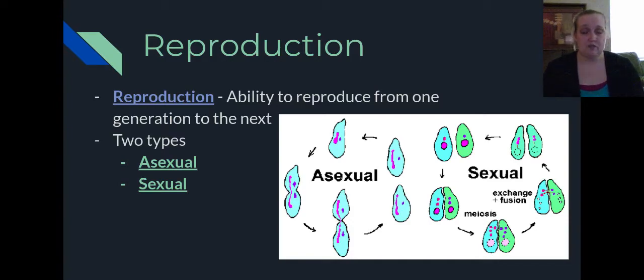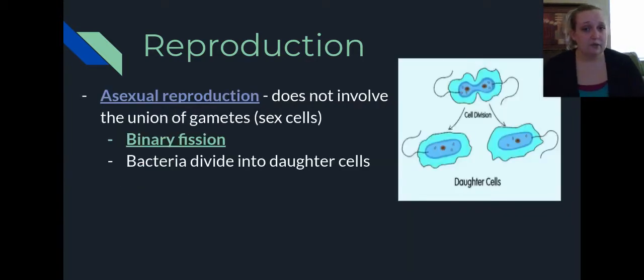Now, sexual reproduction is different because it requires two individuals, a male and female, and they're going to exchange genetic material. And that is sexual reproduction. So asexual reproduction does not involve the union of gametes. Gametes are sex cells. Sex cells are going to depend on the sex of the individual. So females are going to produce eggs and males will produce sperm. This is the same throughout the animal kingdom and plants as well.